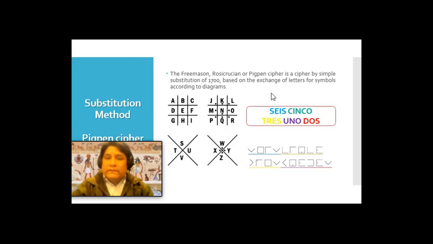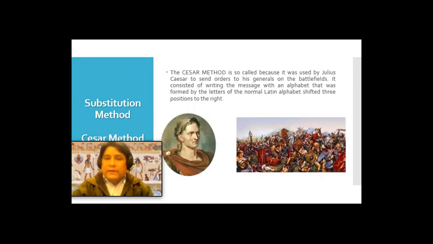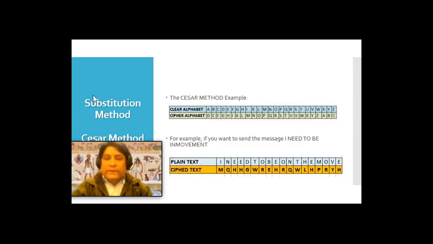Another method used in ancient times was the method invented by Julius Caesar, who used this method to encrypt messages and send them to his troops. This method consists in shifting the characters on the Latin alphabet to the right. For example, the value of character A would be D. The value of character B would be E. The value of the character C would be F, and so on.